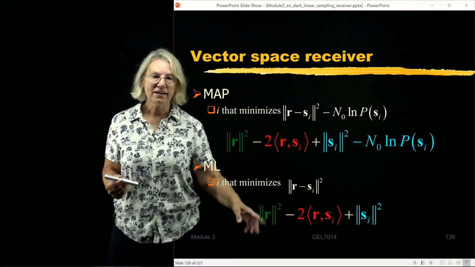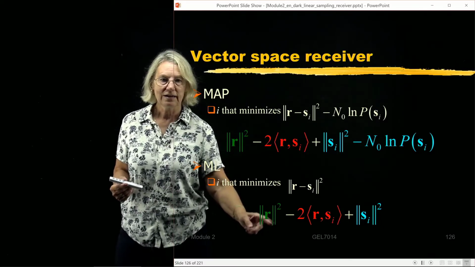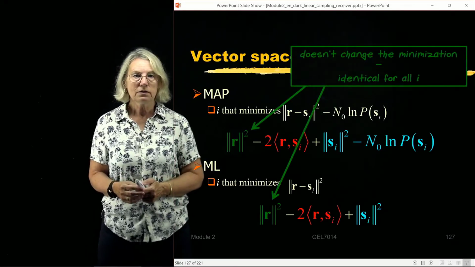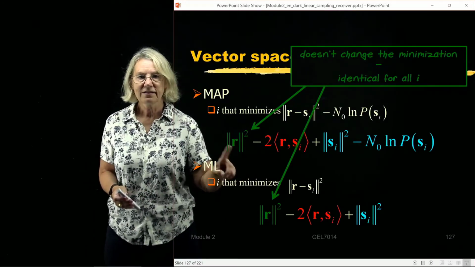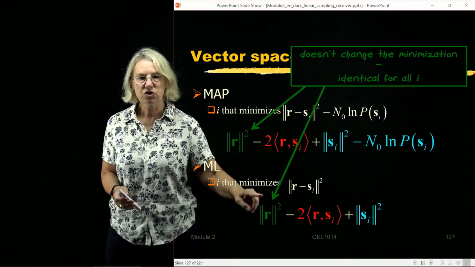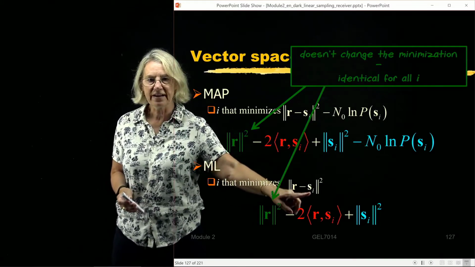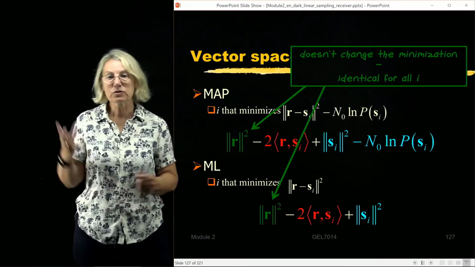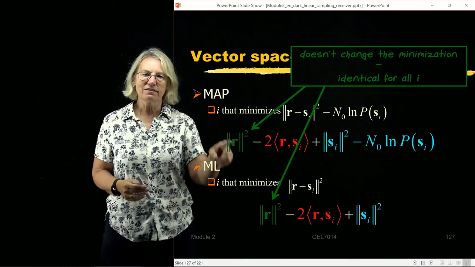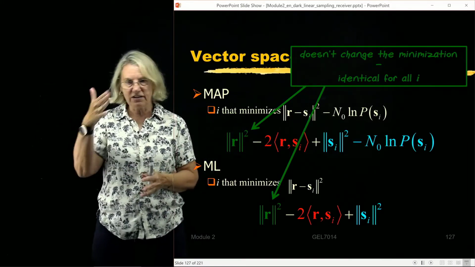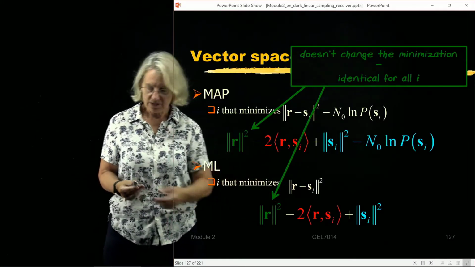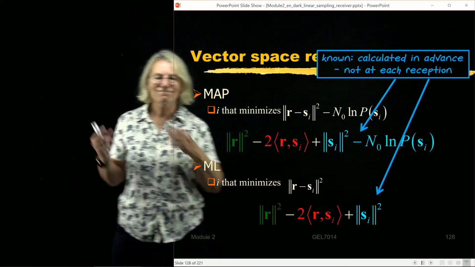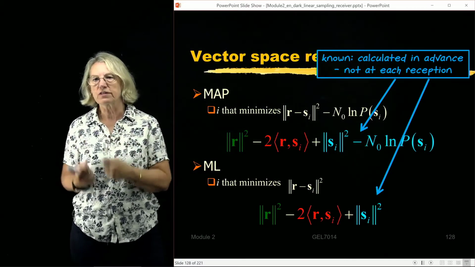But when I look at that, this is going to be the same in every calculation. So this part in green doesn't change when I'm trying to minimize, right? I'm trying to find out which Si minimizes this distance, which one was closest. Well, when I do that, the length of R doesn't change in any one of these. I compare it, I compare it, I compare it. So that doesn't change. This is the energy, essentially the energy of each one of the symbols.